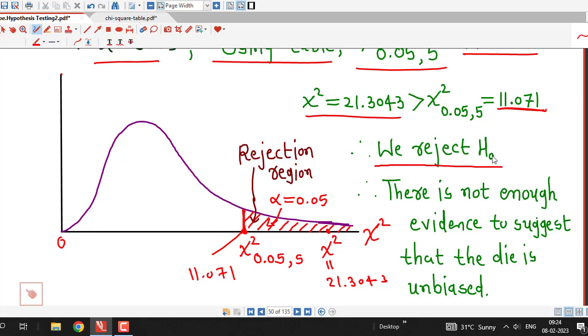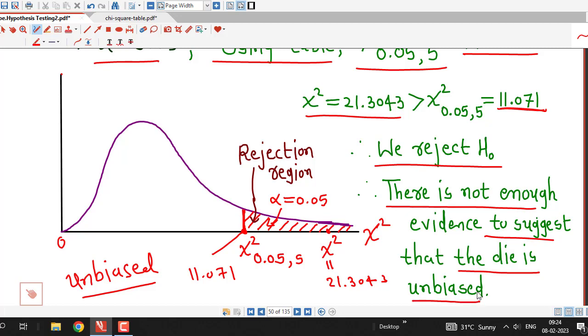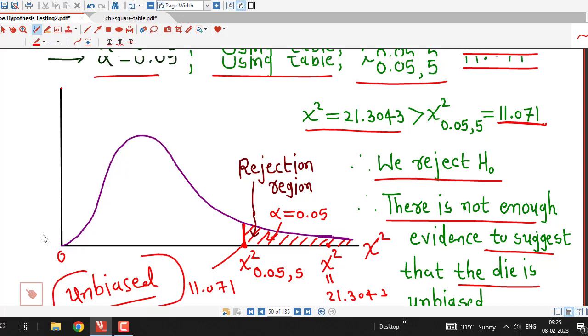And the null hypothesis is that the die is unbiased, and we are rejecting that statement. So we can say that there is not enough evidence in the sample data to suggest that the die is unbiased, because we are rejecting the null hypothesis, and the null hypothesis is that the die is unbiased.